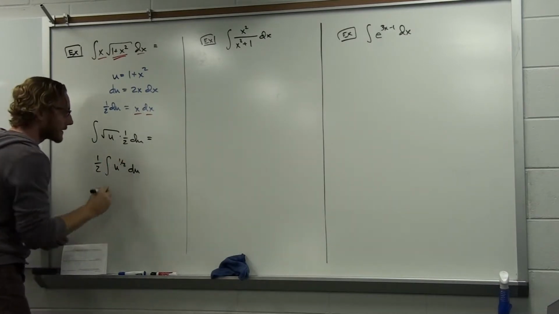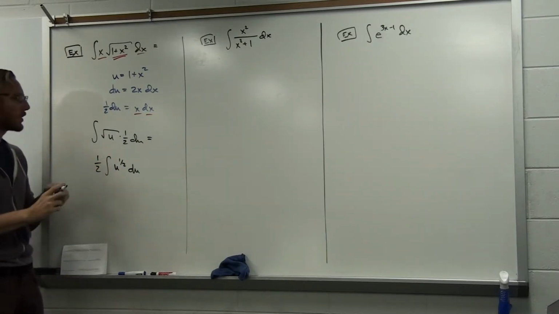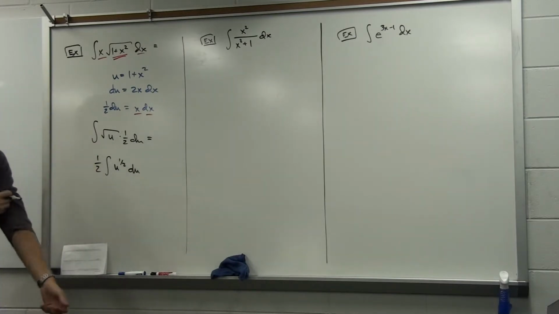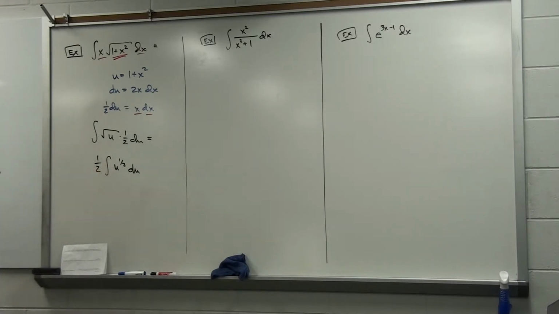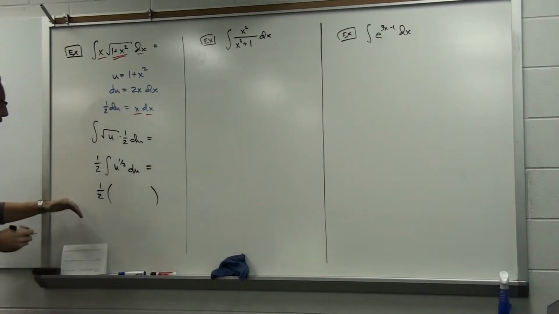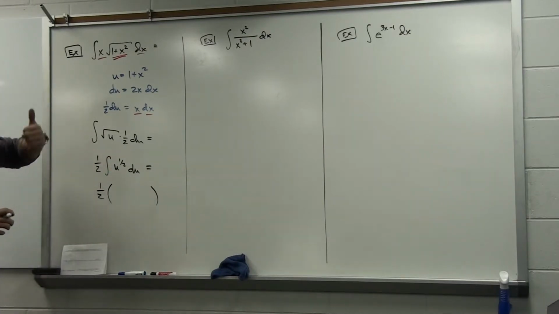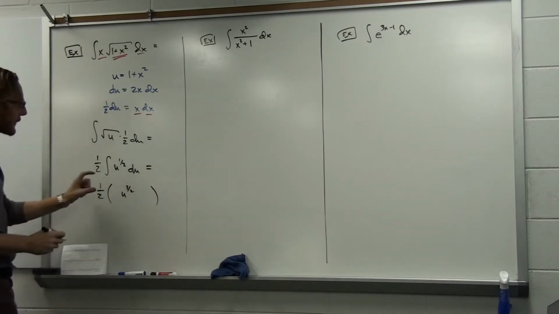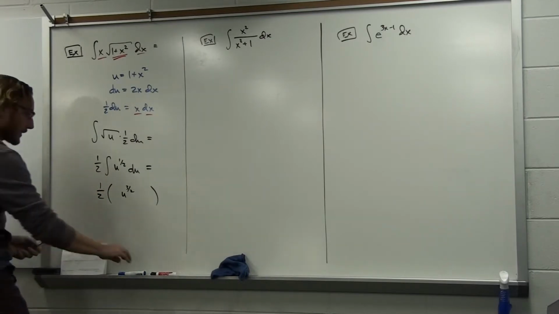Because u to the 1/2 is equal to square root u, just like cube root u is u to the 1/3 or 5th root u is u to the 1/5. Square root u is u to the 1/2. And when we write it like so, we can take the antiderivative more smoothly. The 1/2 is on the outside, and that goes through unaffected. Now we simply take the integral of u to the 1/2. We increase the power by 1, so that's u to the 3/2. And then in front, we need 1 over 3/2.